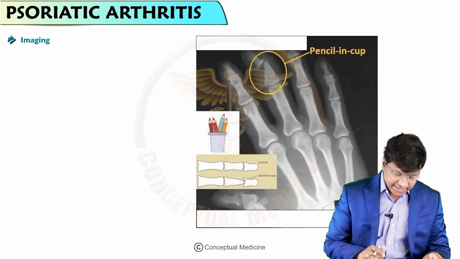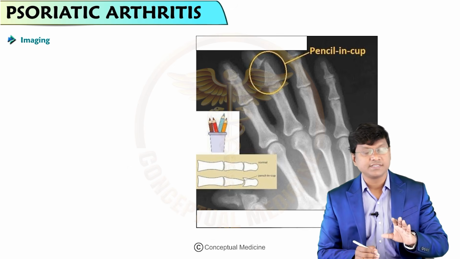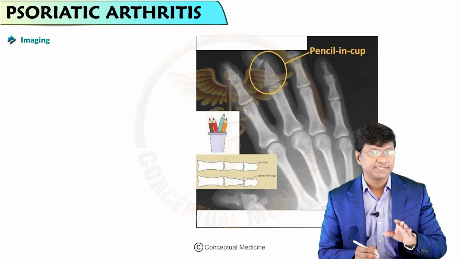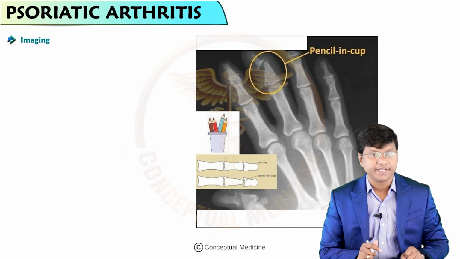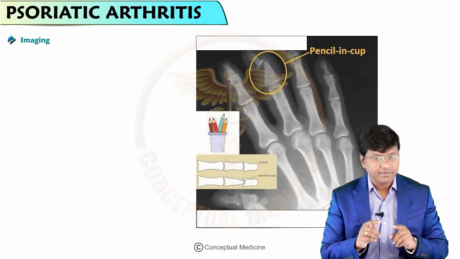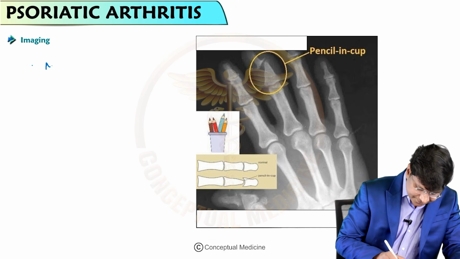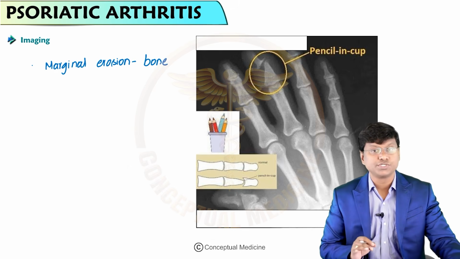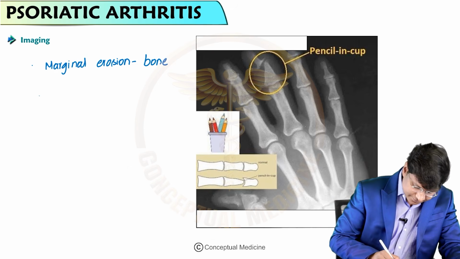Next, if you see imaging in these patients with psoriatic arthritis, radiographic findings are most helpful in distinguishing the disease from other forms of arthritis. Now, what will those radiographic findings be? Radiographic findings include the following. Number one, marginal erosions of the bone. Then there will be irregular destruction of joint and bone.